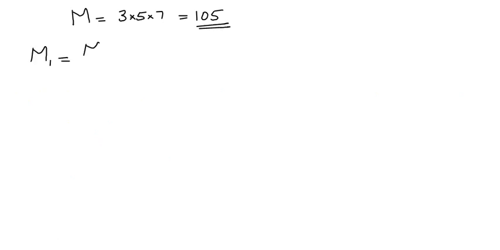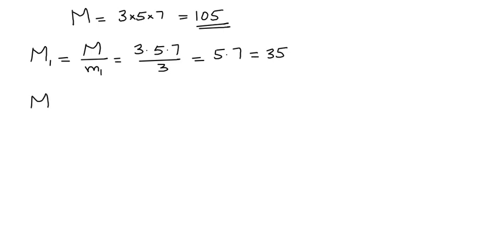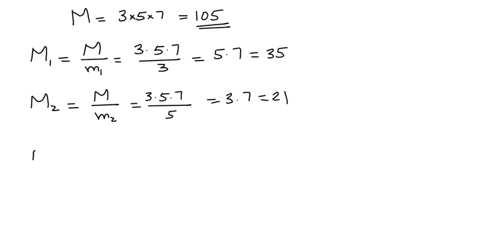Next, capital M1. Capital M1 is capital M by small m1, so 3 times 5 times 7 by 3, which is 5 times 7 equal to 35. Capital M2 is capital M by small m2, 3 times 5 times 7 by 5, which is 3 times 7, 21. Capital M3 is capital M by small m3, 3 times 5 times 7 by 7, which is 15.